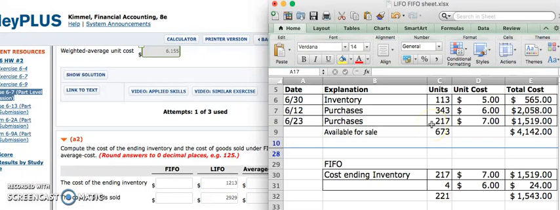So when we look here, we got 217 that we'll take at the $7. And to get to 221, that gives us 4 more. So we have to take 4 more of these right here out of the 612 purchase at $6 a piece. And you can see 217, we get $1,519. The 4 at $6, we get $24, giving us a total cost of $1,543.